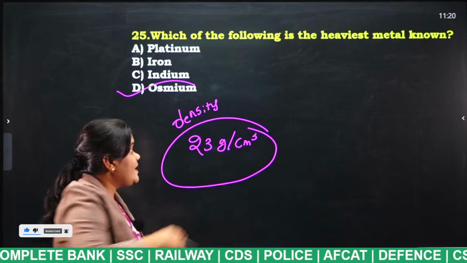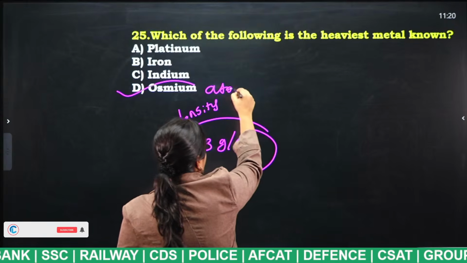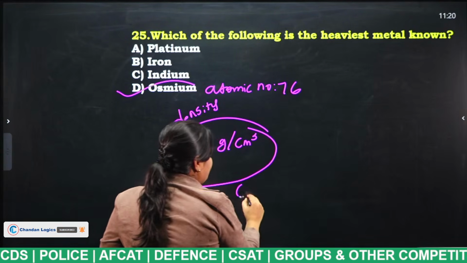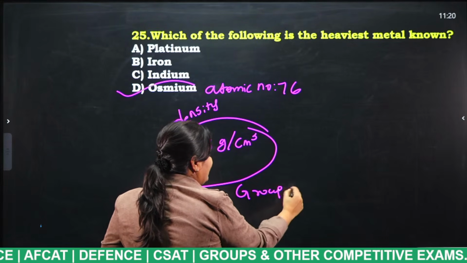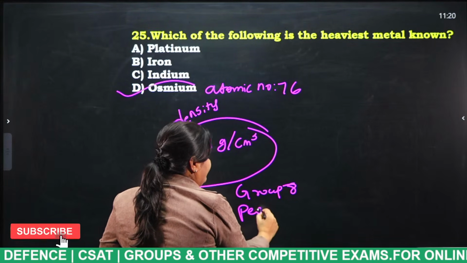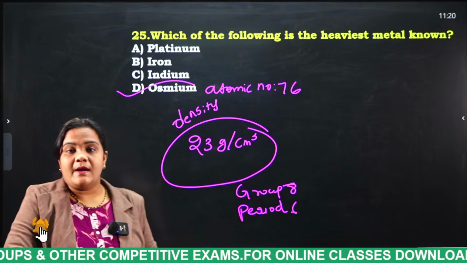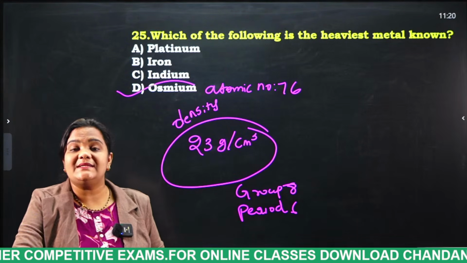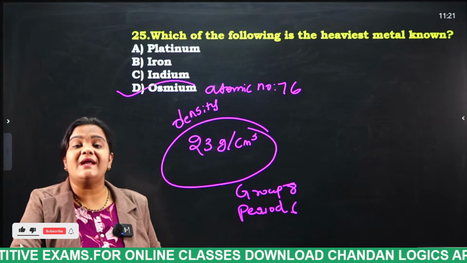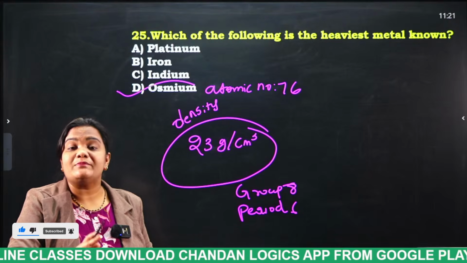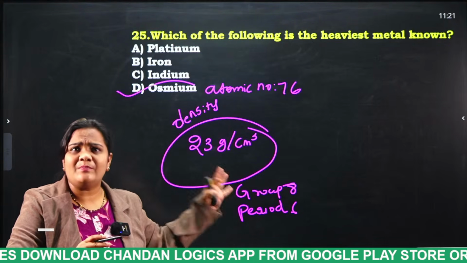Okay, osmium, which has the atomic number 76 and is present in group 8 and period 6. Group 8 and period 6. It is the heaviest metal we know. Okay, why? Because its density is heavier than all other elements' density, which is approximately 23 grams per centimeter cube. Very, very important question.